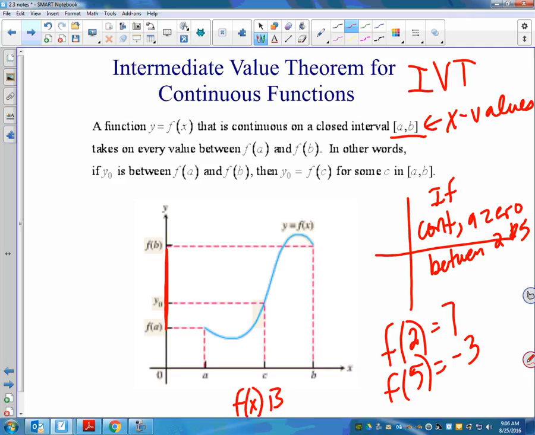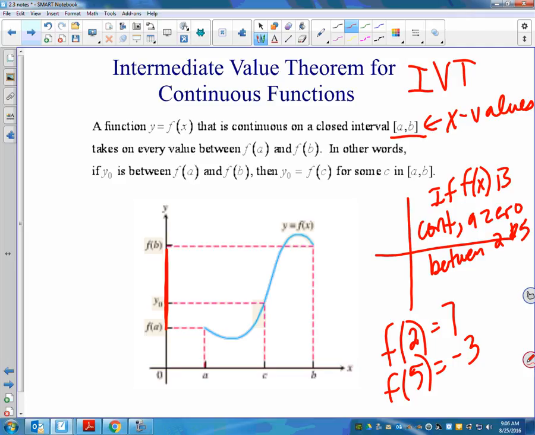I could say, well, I know it's continuous from 2 to 5, so it crossed the x-axis. And so we're going to start tomorrow with the intermediate value theorem.